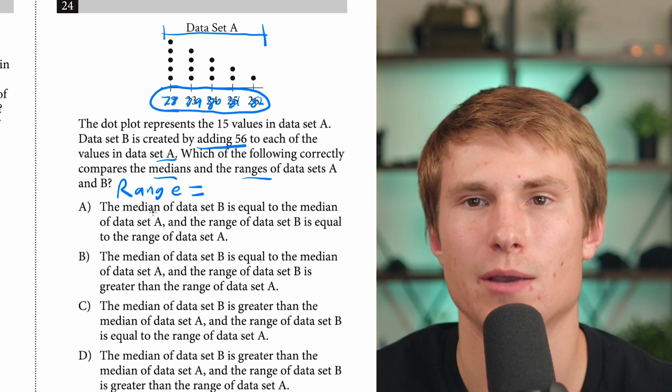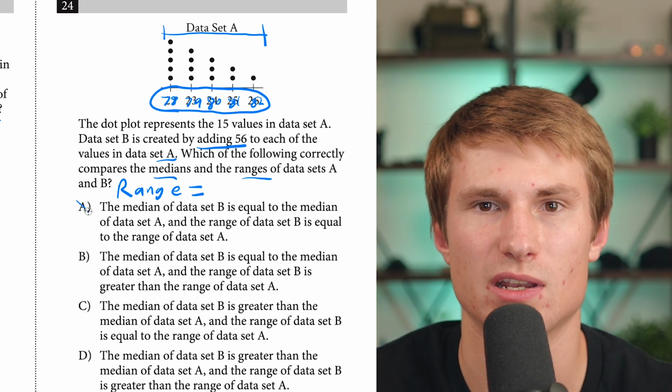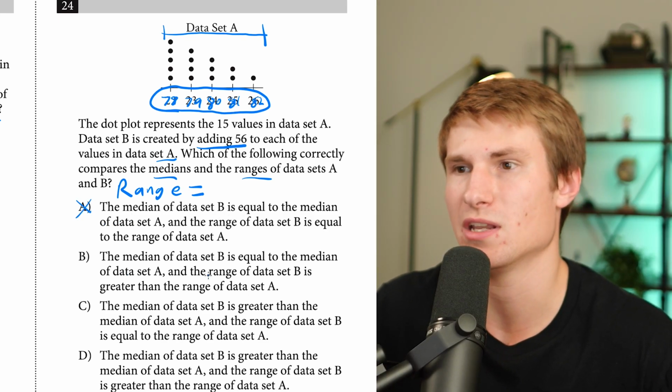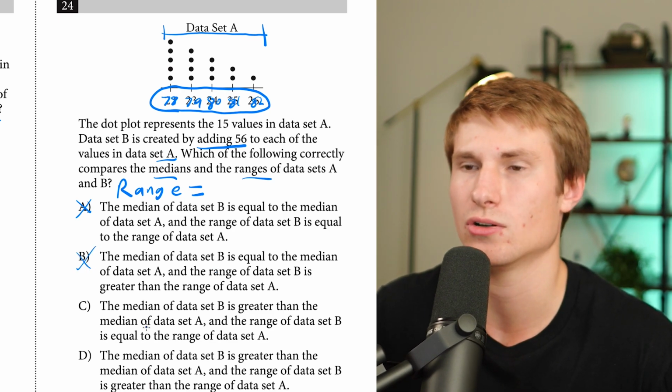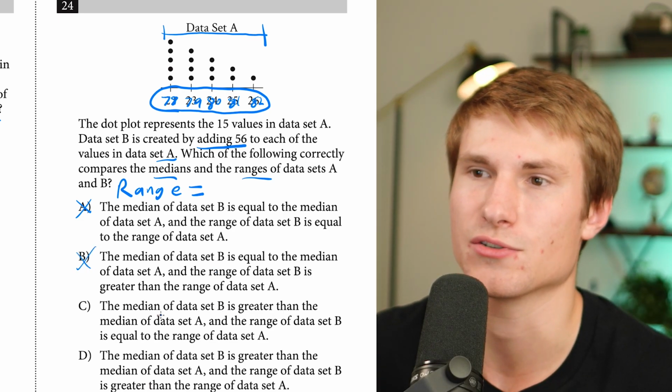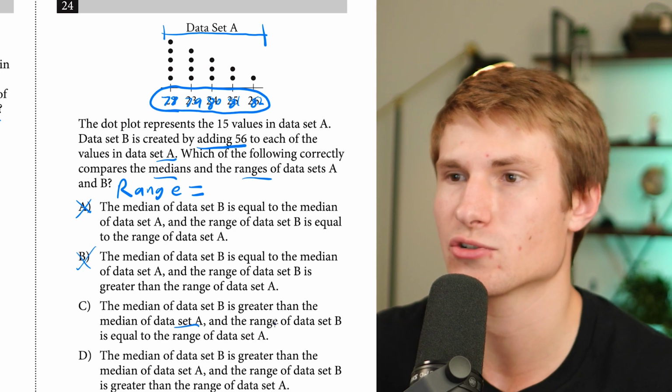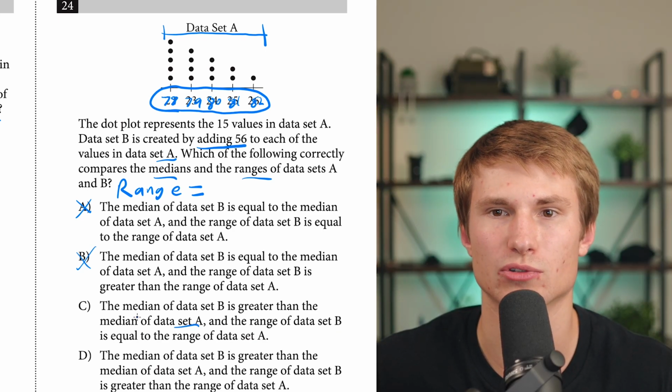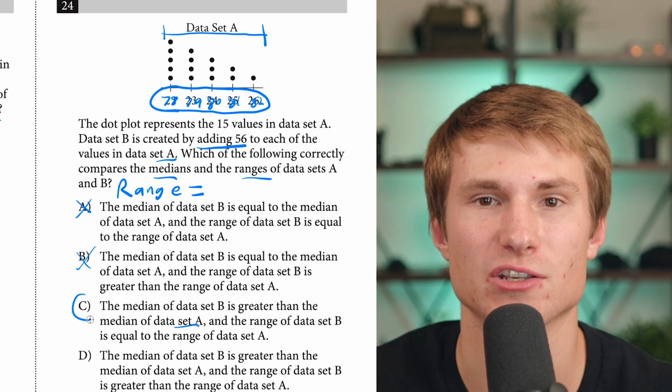Okay, so option A, we have the median of data set B is equal to the median. We know that's not true. Option B, we have the median of data set B is equal. We know that's not true. Option C, the median of data set B is greater than the median of data set A. We know that's true. And the range of data set B is equal to the range of data set A. We know that is true. So our answer is C.